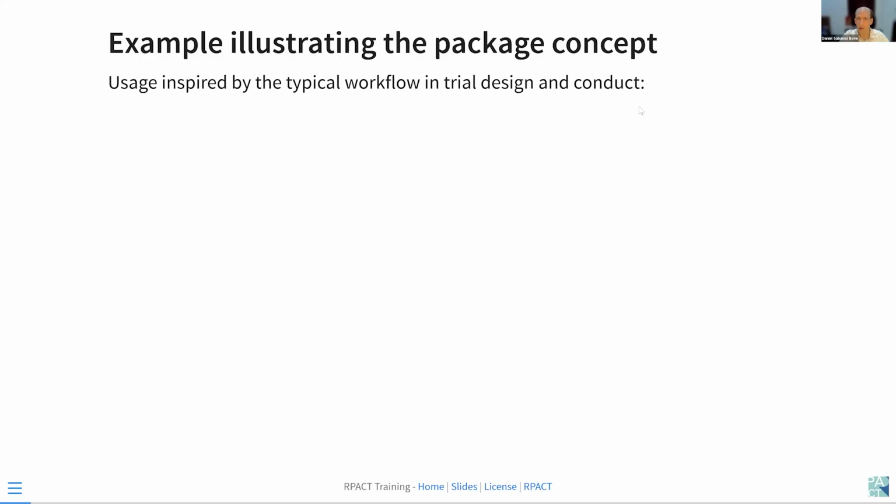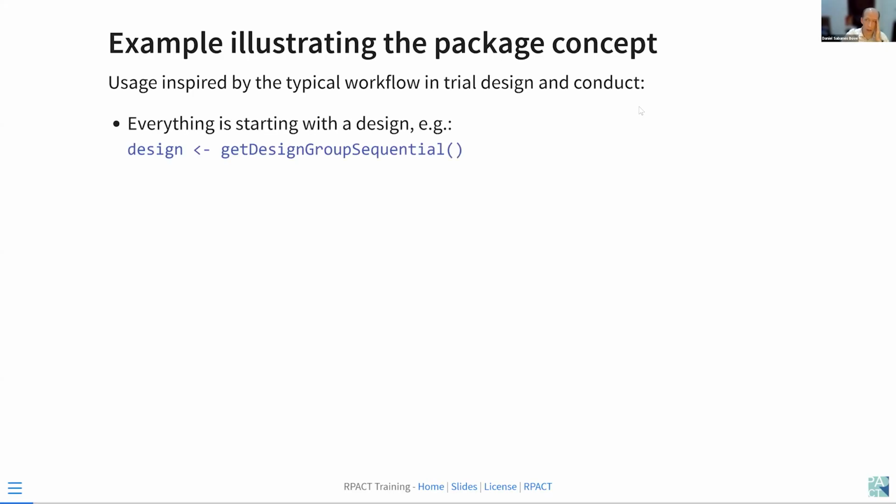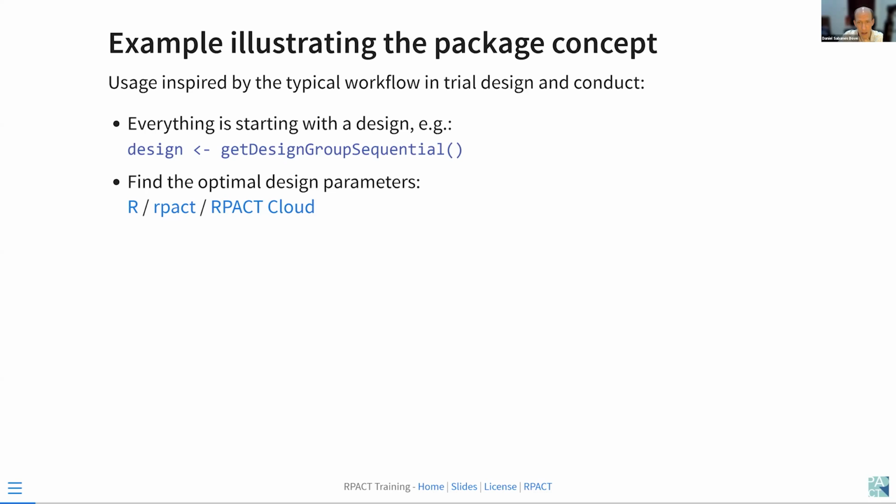Okay, so the typical workflow, as Friedrich already showed you, is a little bit like this: we basically start with the first design object. And Friedrich already showed you there are different kinds of design objects. For example, you might want to use a group sequential design, so then you say getDesignGroupSequential. Then we need to find the optimal design parameters, things like standard deviation, maybe, or sample size, or what kind of interim analysis we are doing, and what kind of adaptive design parameters we might be using if we use, for example, an inverse normal design or anything like that.